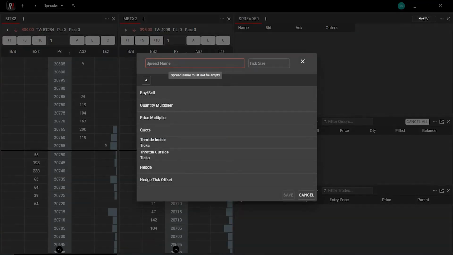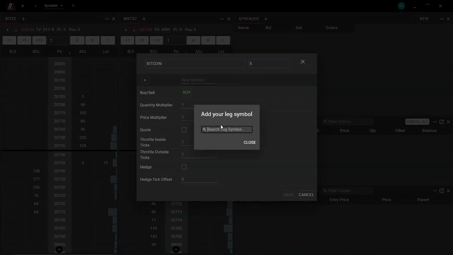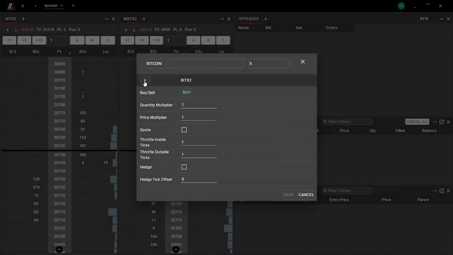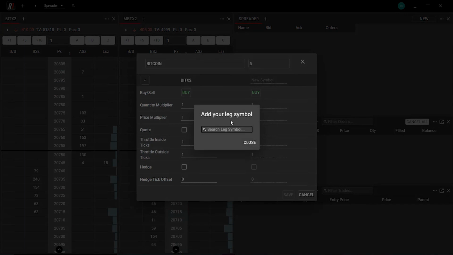We'll start by creating a new spread from our spreader window. Let's give it an easy name like Bitcoin. Because both legs tick in $5 increments, we'll make that the tick size for our synthetic spread as well. And we'll add our legs. For the first leg, we'll use the BIT contract at Coinbase Derivatives Exchange. And our second leg will be the micro Bitcoin contract MBT at the CME.